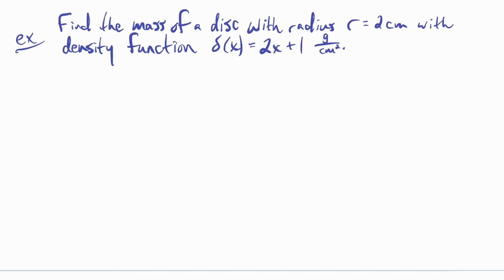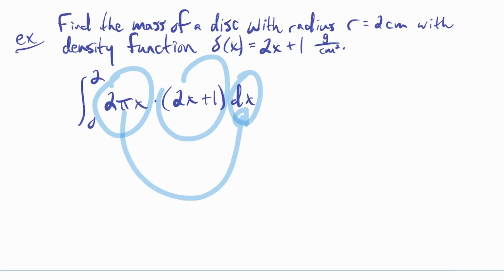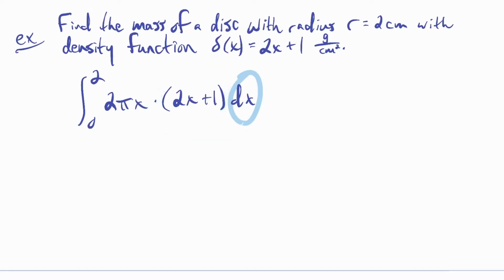So I'm going to do the integral from 0 to 2, because the radius is 2, of 2 pi x times the density function, 2x plus 1, dx. I'm essentially just using it as a formula: the circumference of that representative ring times the density function times dx. These two together make the area of that ring, and the area of the ring times the density function gives you the measurement in grams, the mass in grams.